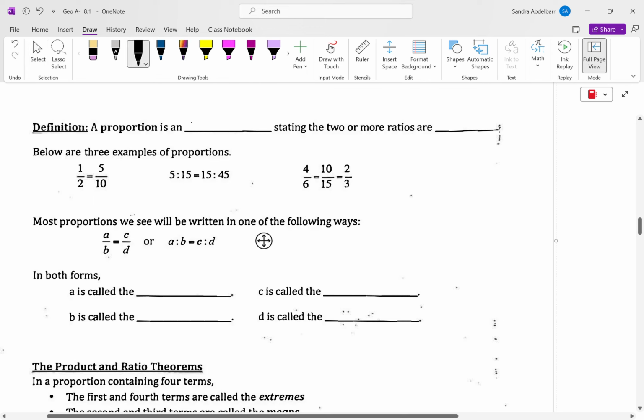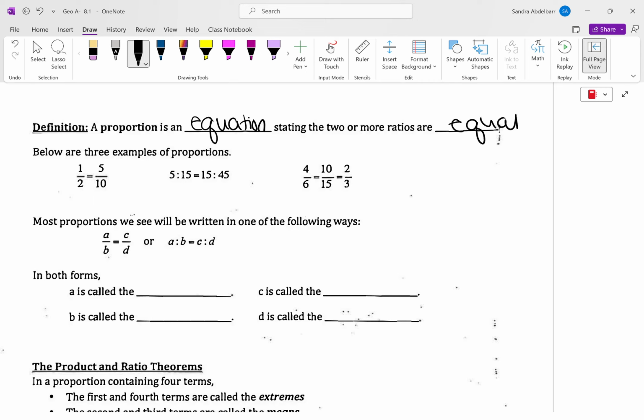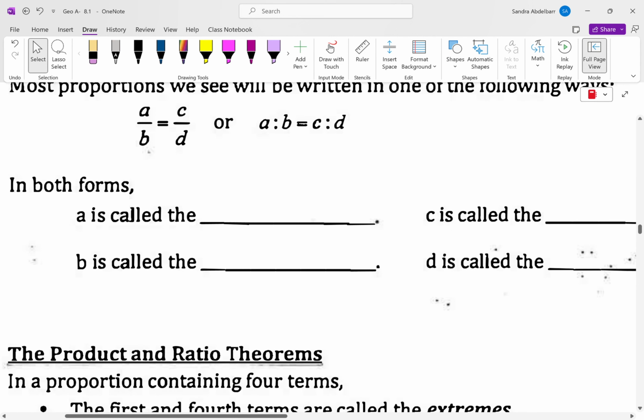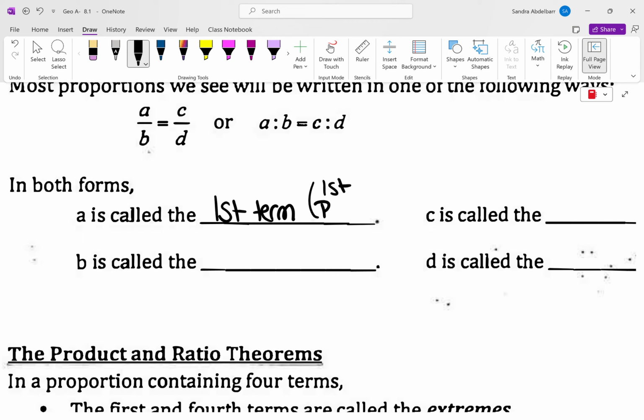Okay, so once again, just to recap, a proportion is an equation stating two or more ratios are equal. We've already been through this. Anytime you have a proportion, there's actually names. So see how I have A over B is equal to C over D? So our first numerator is called the first term, sometimes also called the first proportional.